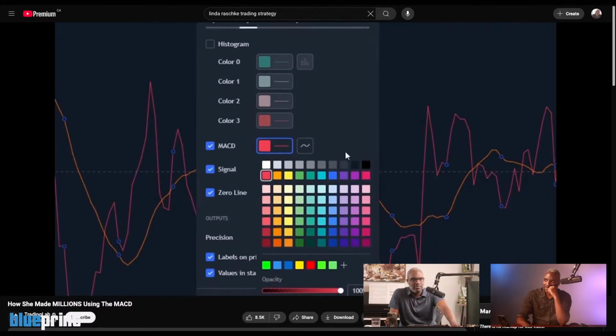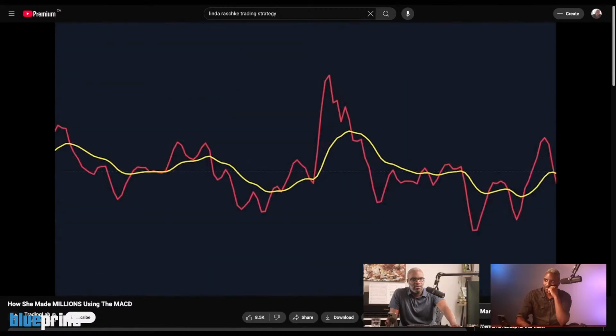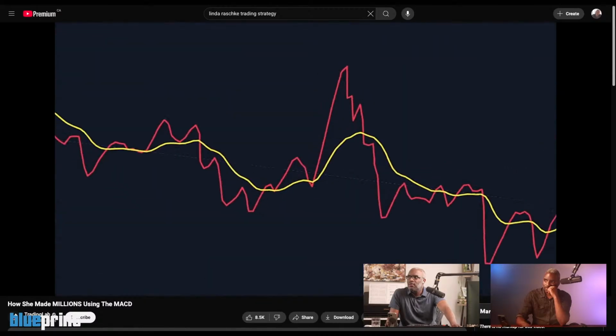I'm also gonna change the colors of the lines for simplicity's sake. I'm gonna make the MACD line red and the signal line yellow. Our indicator is now set up and it's looking good.